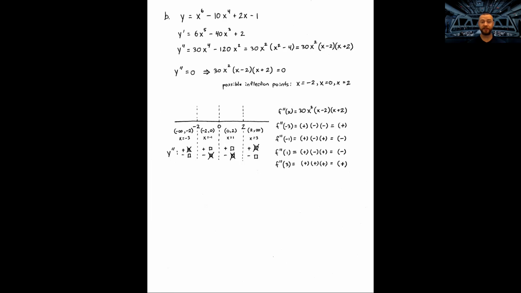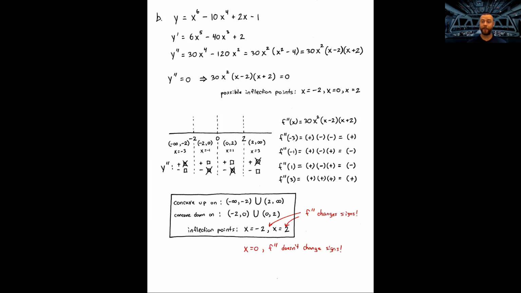If you plug in the test points going left to right, -3, -1, +1, and +3, you should find in order the sign of your second derivative is positive, negative, notice a sign change, then negative, no sign change, and then back to positive, another sign change. Okay, our sign chart tells us everything for this question: the intervals where the function is concave up or down, as well as where there are any inflection points.